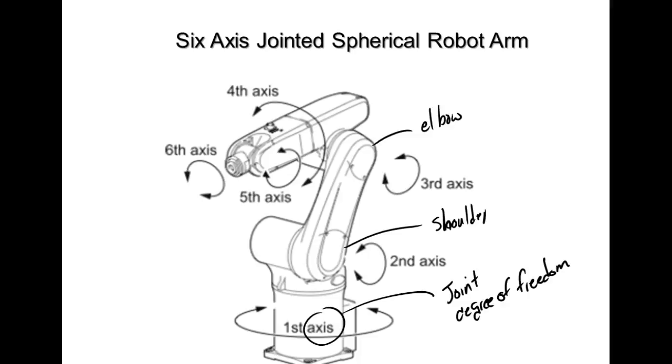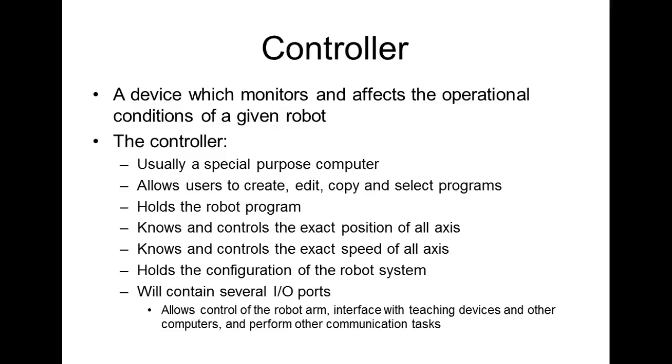Are we okay? Controller, this is a device which monitors the operational condition of a given robot. It is usually a specialized computer. Sometimes we can actually use a PLC, especially on a pick and place robot, where we don't have to know where it's at all the time. All we need to know is when it's at point A and point B, right?